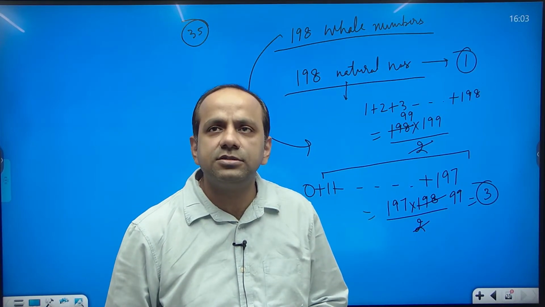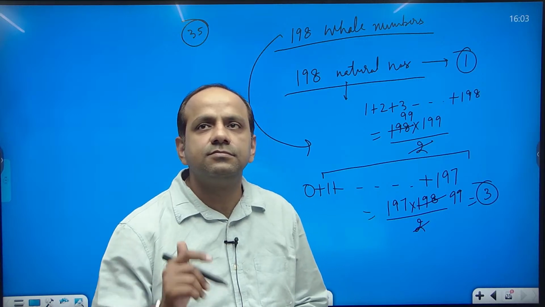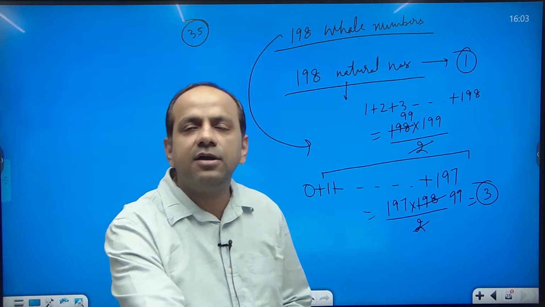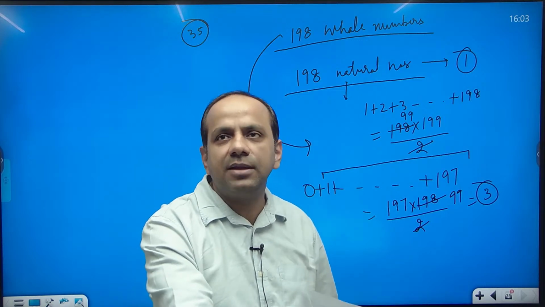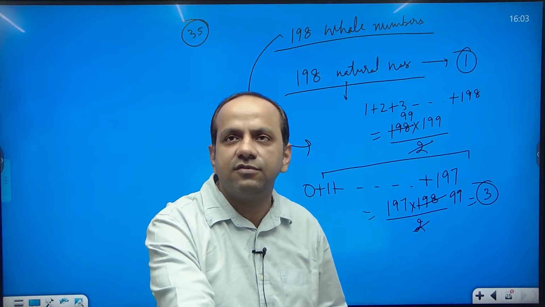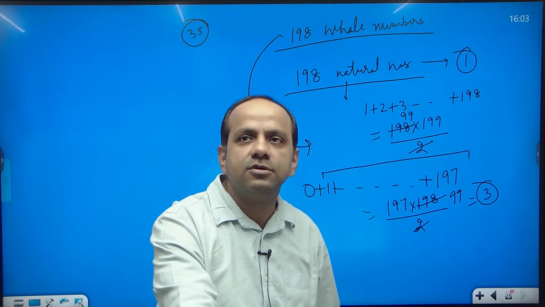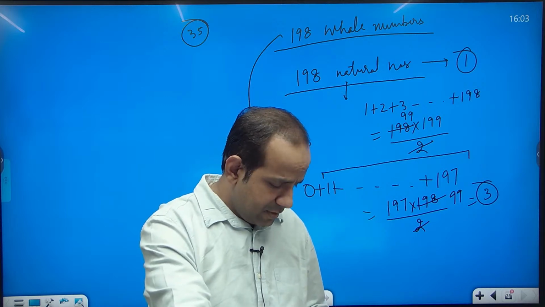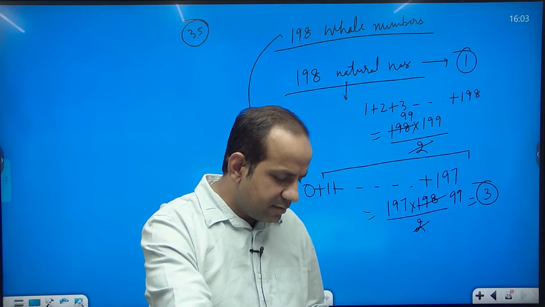Any doubt in this? It is 3n by 2. 3n is a multiple of 3. We are not very sure whether it is divisible by 2 or not. I hope this is clear.